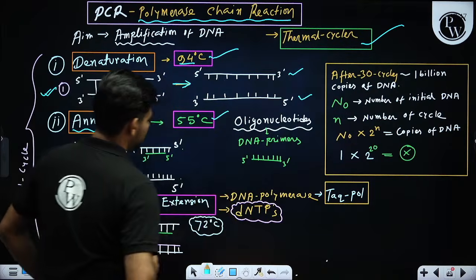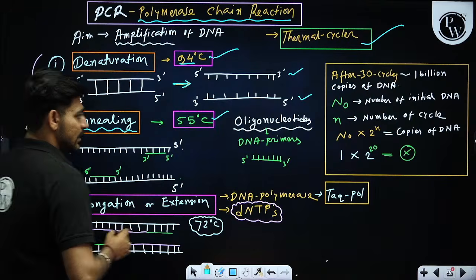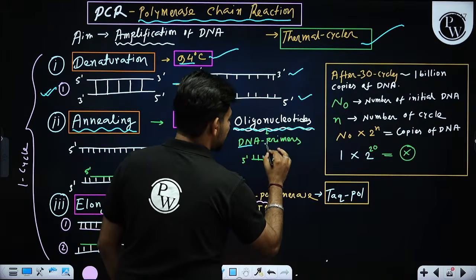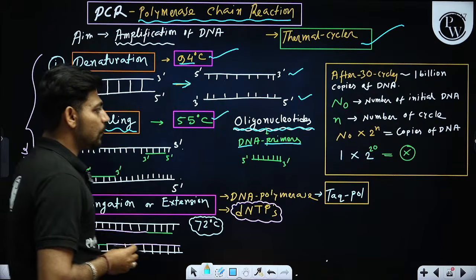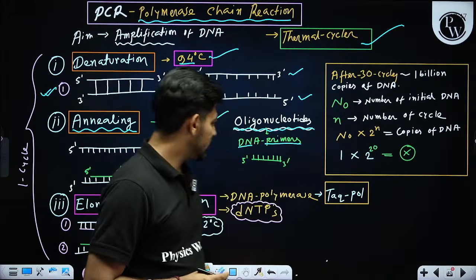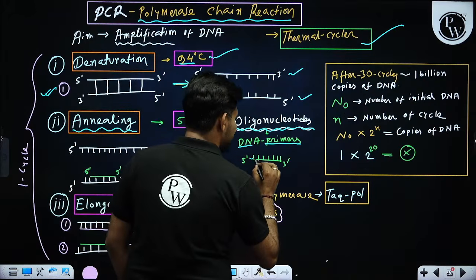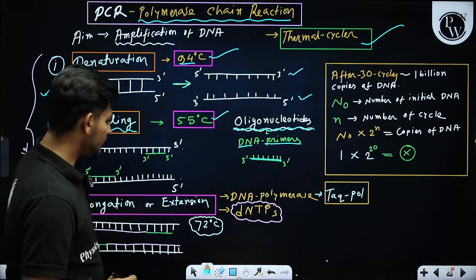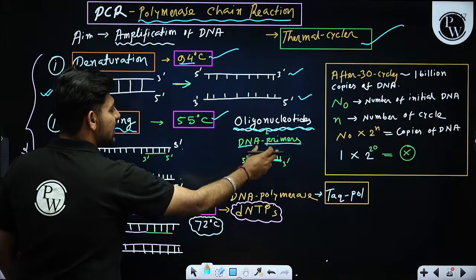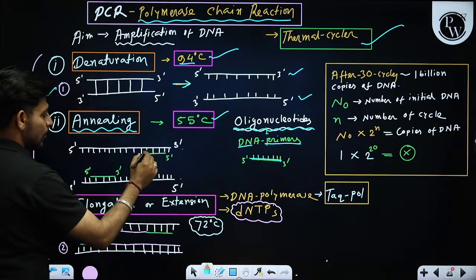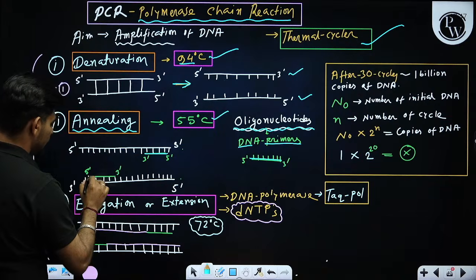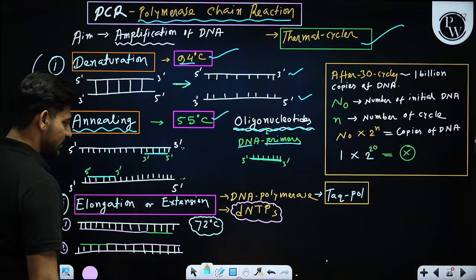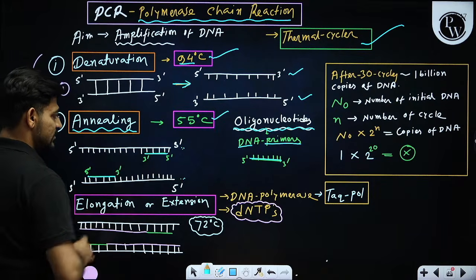Annealing is done at the temperature of 55 degrees Celsius, and for annealing you require smaller pieces of DNA, the DNA primers. They are basically oligonucleotides, that means these are less than 10 base pairs long. So this oligonucleotide, single stranded DNA, will be patched with the two different strands, the parallel strand and the anti-parallel strand, and now the annealing process is done.